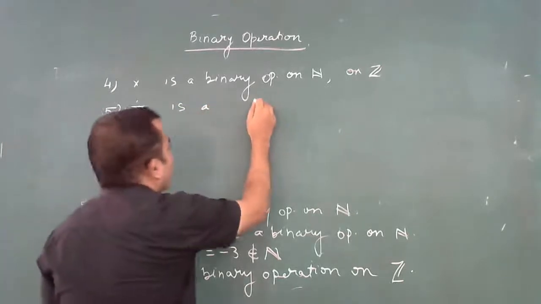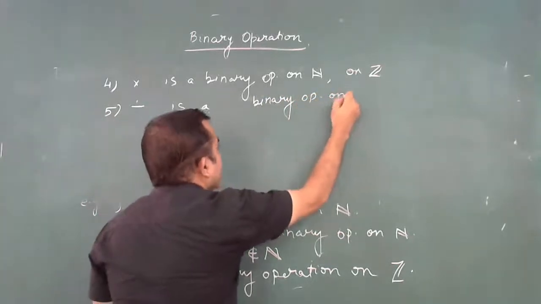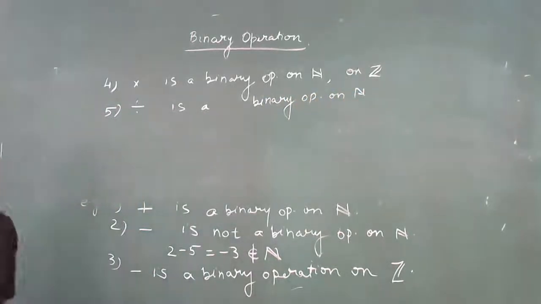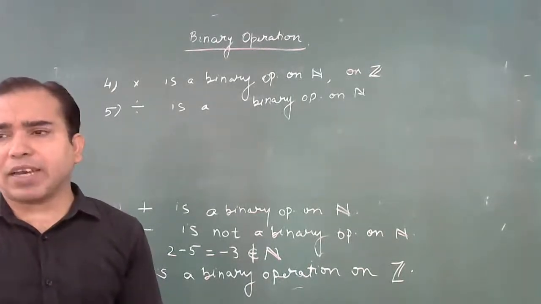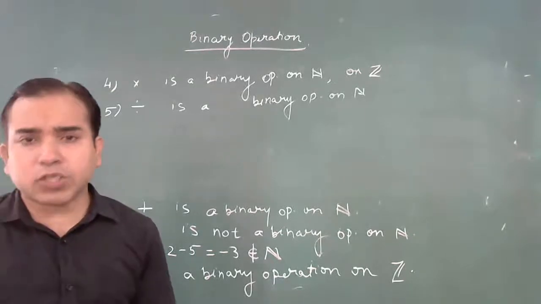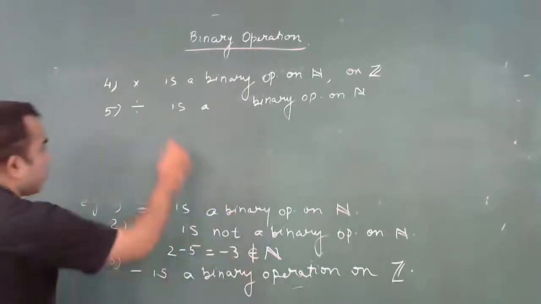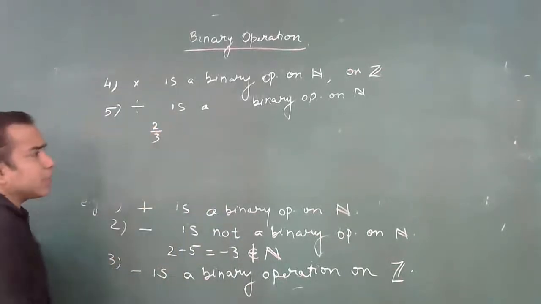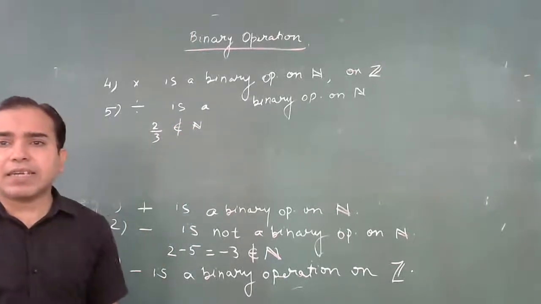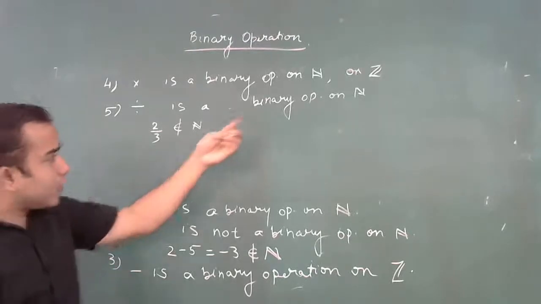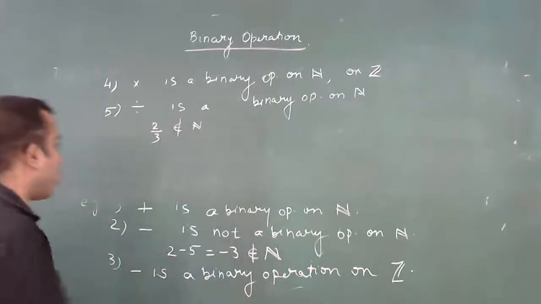Is division a binary operation on N? Say yes or no. Division is a binary operation on N. You divide natural numbers, and finally you get a natural number always. Is it so? No. 2 divided by 3 — is it a natural number? No. If the resultant is not a member of the same set, that is not a binary operation. You cannot say yes.